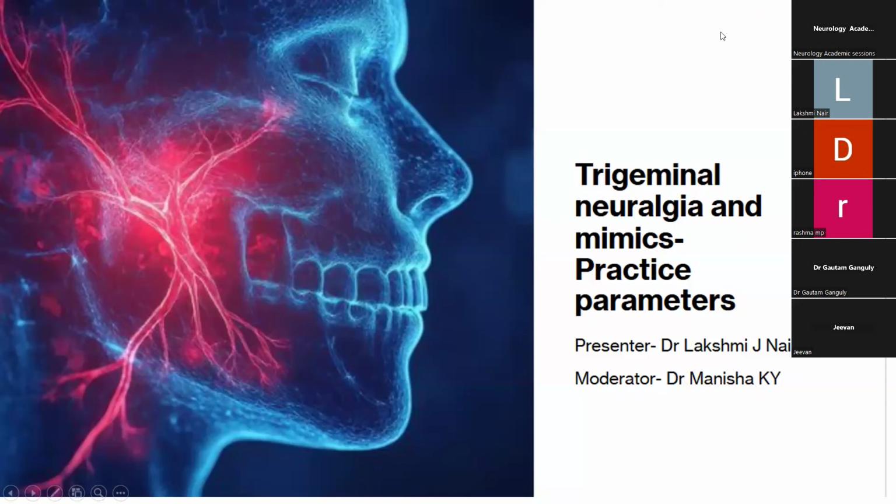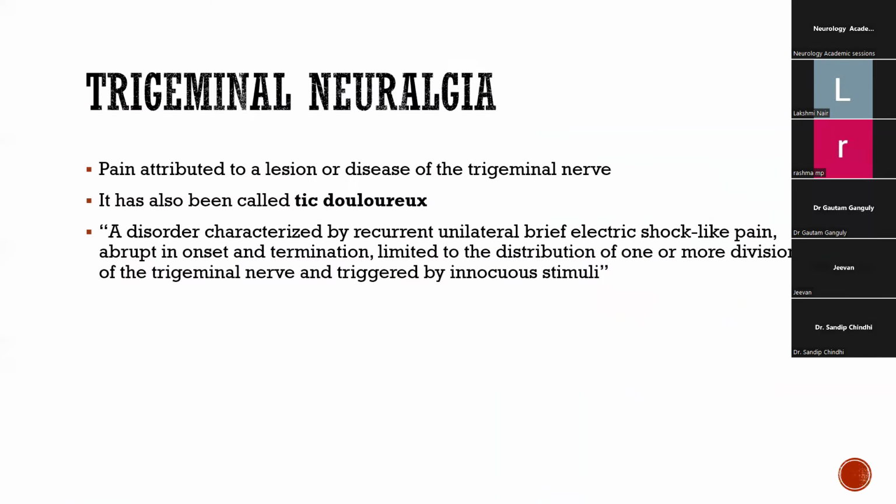So today's topic for practice parameters will be trigeminal neuralgia and its mimics. Trigeminal neuralgia is a pain attributed to a lesion or disease of the trigeminal nerve. It has also been called tic douloureux. It is a disorder characterized by recurrent, unilateral, brief electric shock-like pain, abrupt in onset and termination, limited to the distribution of one or more divisions of the trigeminal nerve and triggered by innocuous stimuli.